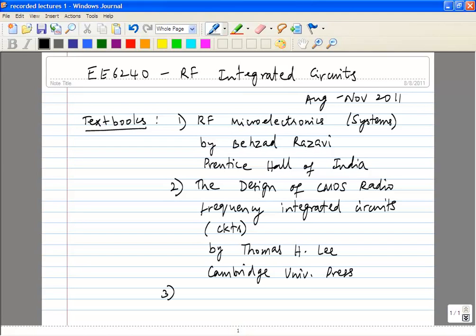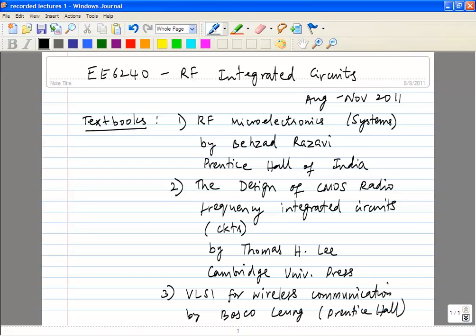Another useful reference is called VLSI for Wireless Communication, by Professor Bosco Leong. This is also published by Prentice Hall. So we'll primarily use the first two textbooks, but this one is useful because it bridges the gap between systems and circuits.